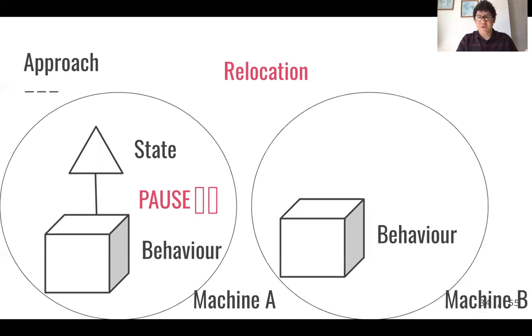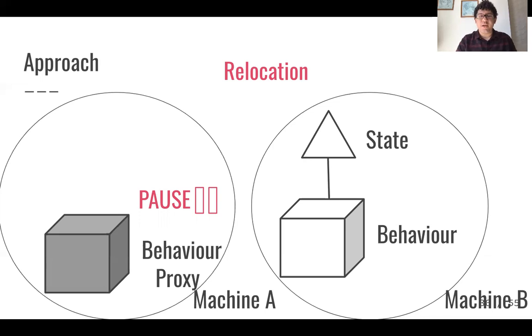So then what we do, we use reflection to create a new instance of the behavior in the different machine. We extract the state from the local object and insert it into the remote object. And then we switch the behavior of the local object to a proxy.